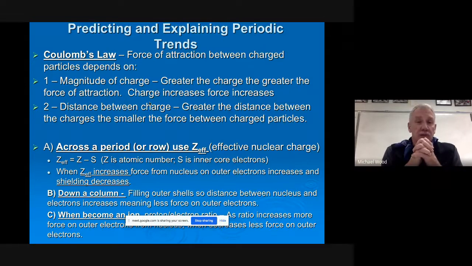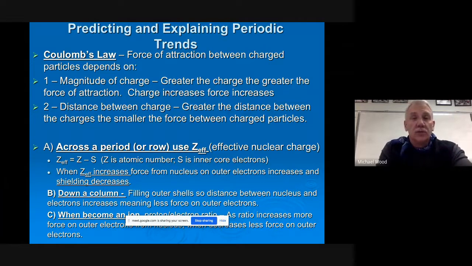And then when an atom becomes an ion, you want to look at the proton-electron ratio. It's hard to read, but the bottom one should read: when becoming an ion, as the proton-electron ratio increases, there is more force on the outer electrons from the nucleus. When it decreases, there is less force on the outer electrons.